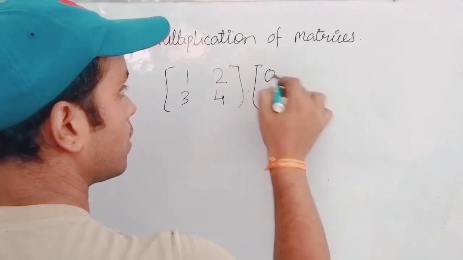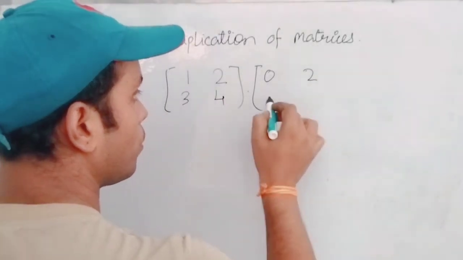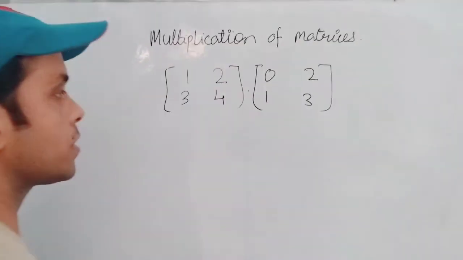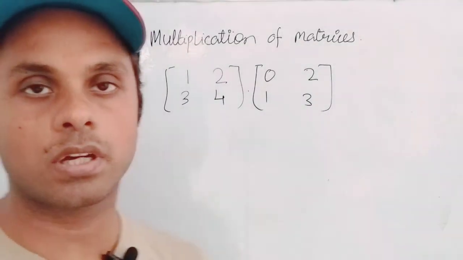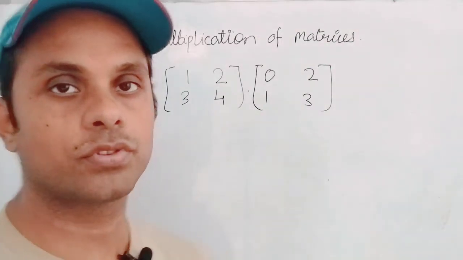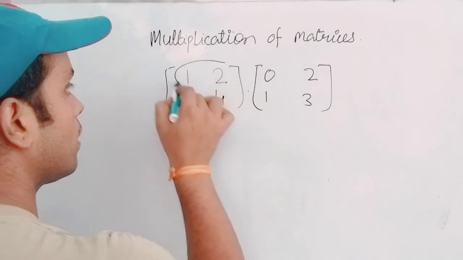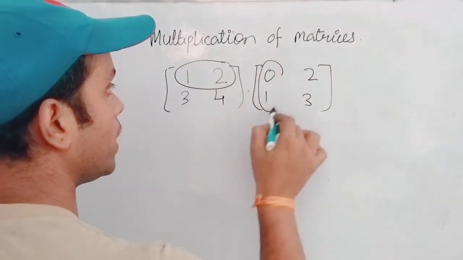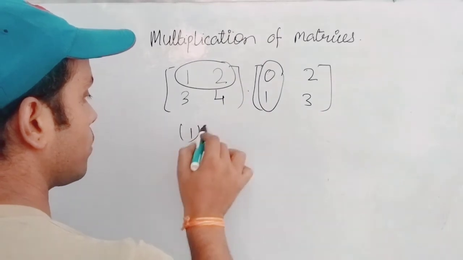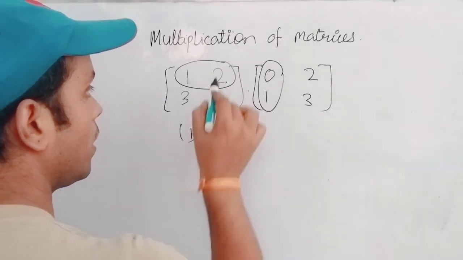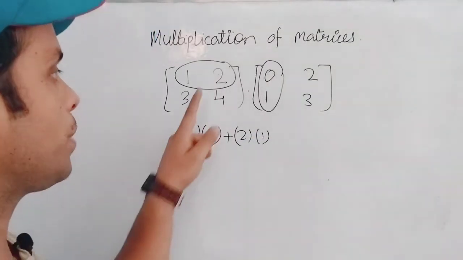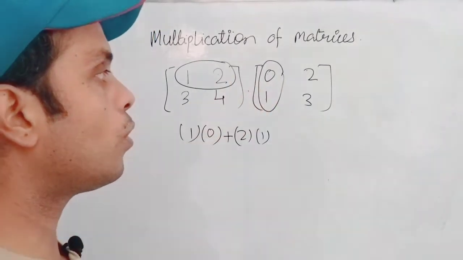So look, now if we have a matrix 1, 2, 3, 4 to multiply with another matrix of same order 0, 2, 1, 3. Look, it's very easy. As we discussed earlier, multiplication happens always of row with column. So first you multiply first row with first column. 1 into 0, you can write like this for more clarification. 2 into 1, just write like this. Now multiplication of R1 with C1 is over.